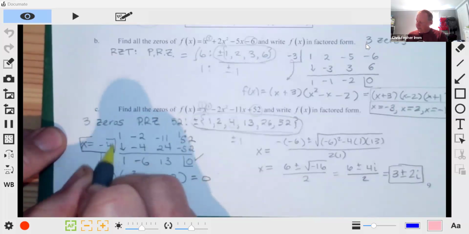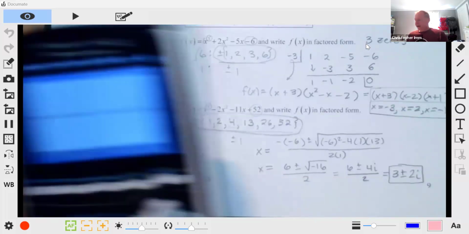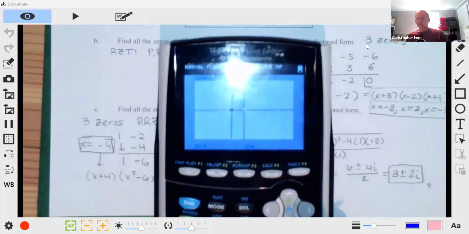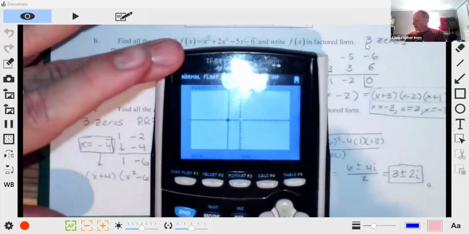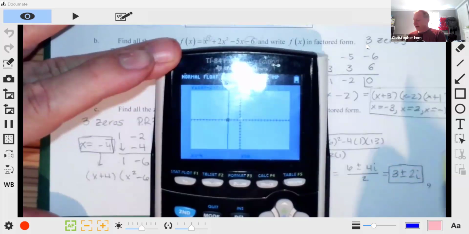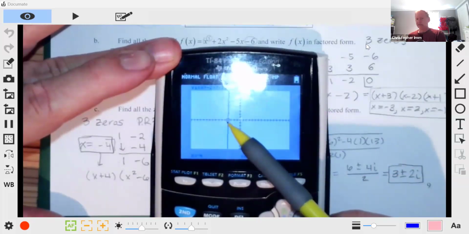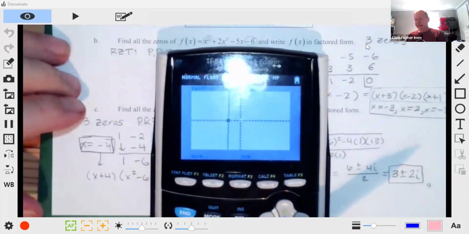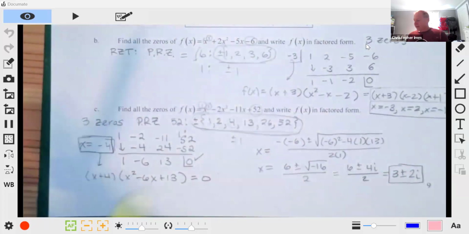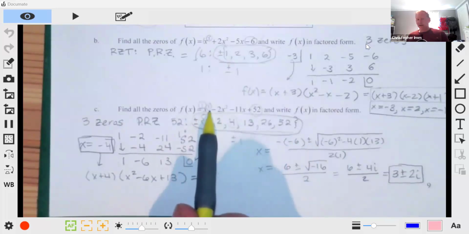equal to negative 4. When I look on my calculator, I won't be able to see these zeros because they're imaginary. I won't be able to see them as x-intercepts. So I have one x-intercept, but all three of these are zeros. It has to be because this is a third degree polynomial.